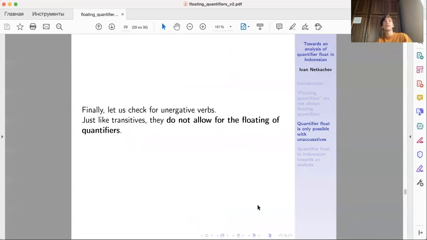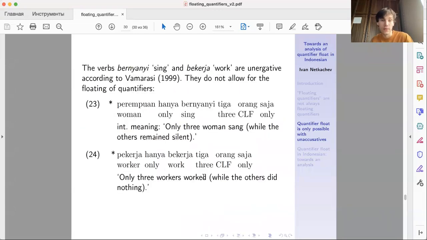Yeah, and finally, let us check for unergative verbs. What about them? Well, they do not allow for the floating of quantifiers either. For instance, bernyanyi, sing, is an unergative verb. Here, the nominal occurs clause initially, the quantifier clause finally, and the sentence is ungrammatical. In 24, there is another unergative verb, which is bekerja, and once again, the floating of quantifiers is ungrammatical.